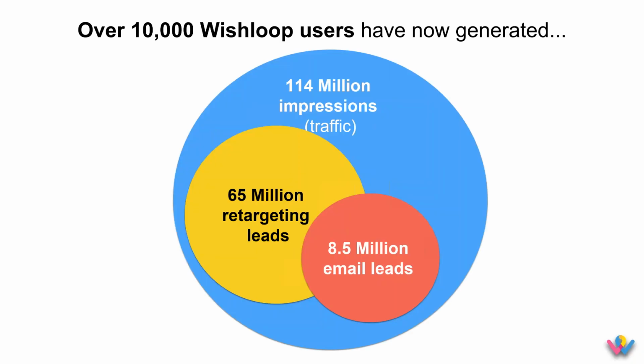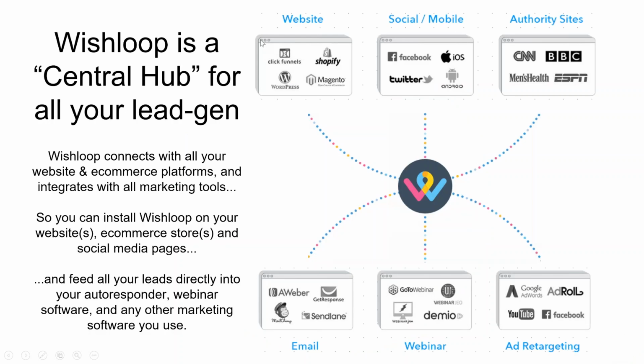And so with over 10,000 Wishloop customers, we've now been able to generate 114 million impressions, 65 million retargeting leads. Like I said, that's huge, and 8.5 million email leads. And this is even larger. Like I was saying, we actually have 11,000 customers now.